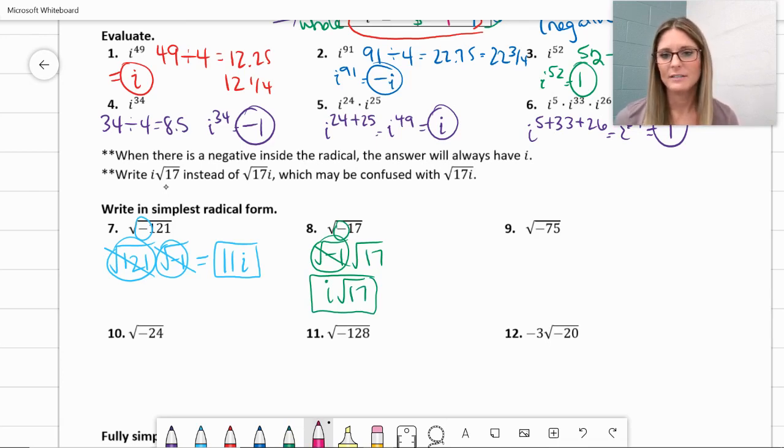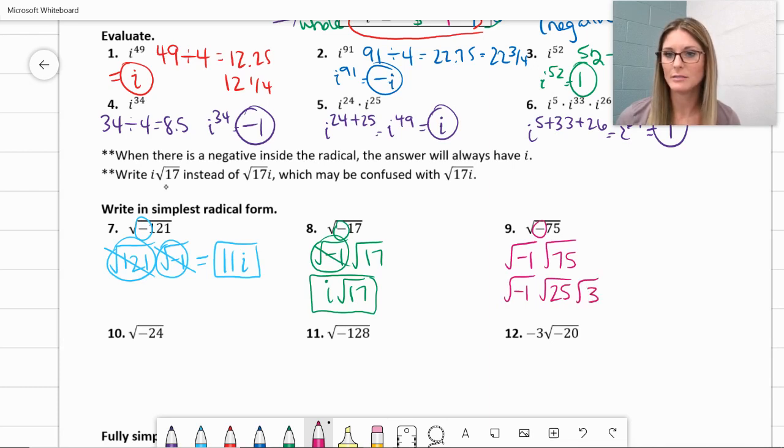Number 9, the square root of -75. Pesky negative. Let me remove that negative or show it as a square root of a -1. And then 75. If it's positive 75, let me show all my steps here. We can break that down into 25 times 3 because I can take the square root of 25, all right?